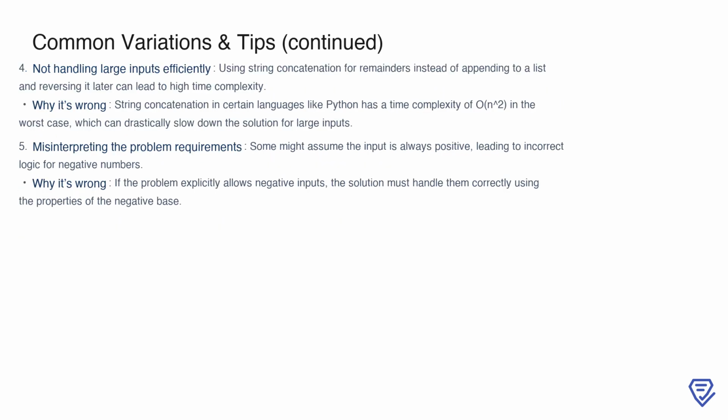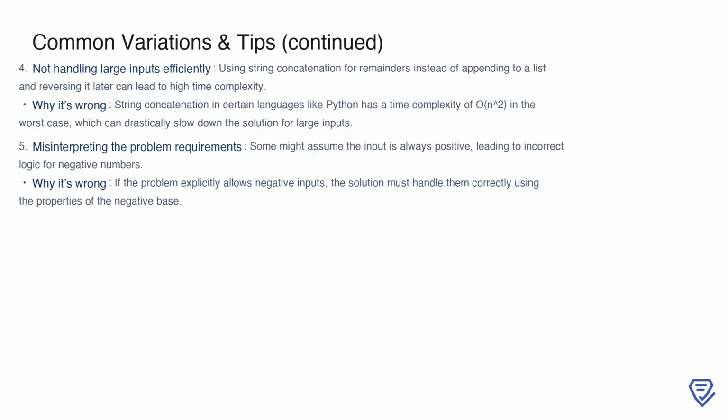Efficiency is another common challenge, especially with large inputs. For example, directly concatenating strings for remainders during the conversion process can severely impact performance. In languages like Python, string concatenation can have a time complexity of O(n²) in some cases, making it much slower than appending to a list and reversing the result at the end, which is O(n).